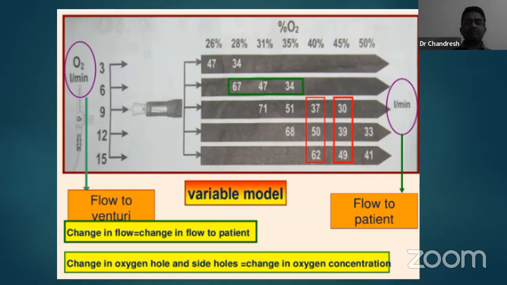If you give 15 liters of flow, the patient might get almost 62 liters of flow with 40% FiO2. So this device generally we can keep as a wall mount or maybe at the patient bedside. If you don't want to use the color coding system, this can be another alternative.